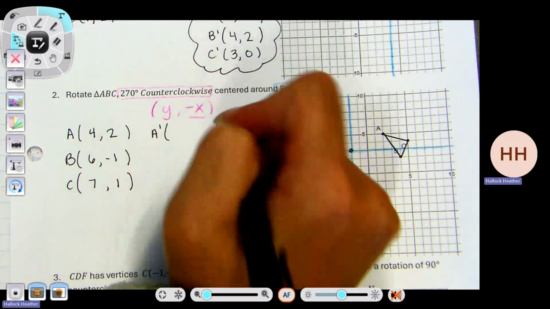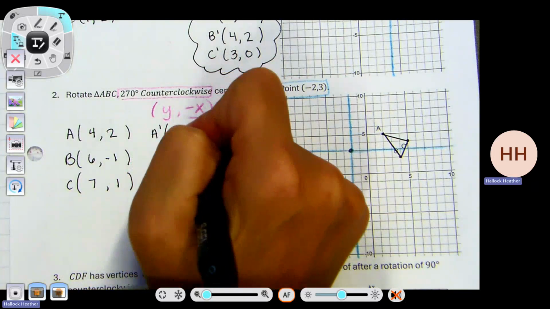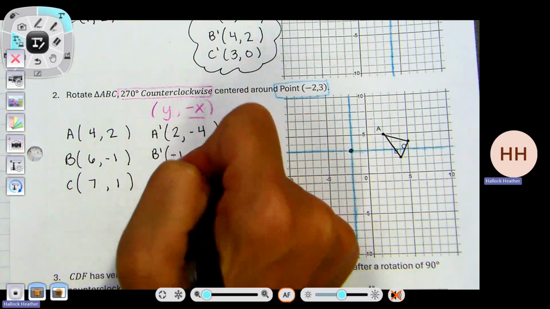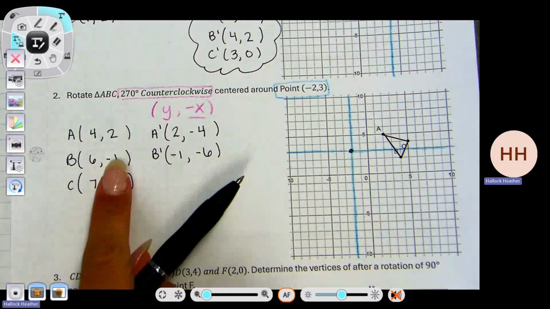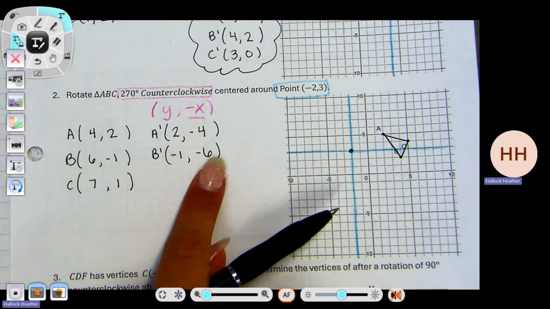So where are they going to be at? 2, -4. And then B, -1, -6. People get tripped up on this because when you flip it, they think it has to turn positive. It just means it stays whatever it is. The back symbol changes. So the 6 was positive, now it's negative.